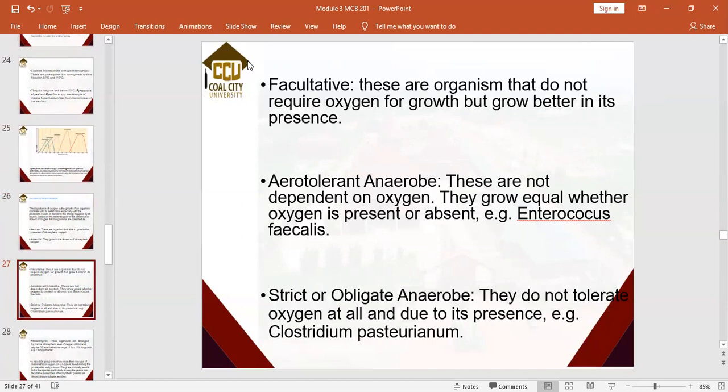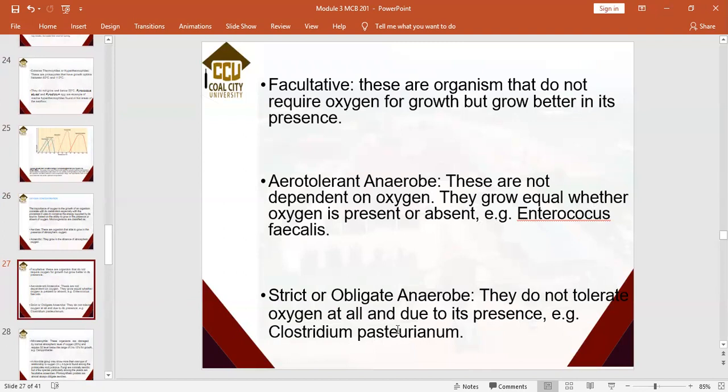They do not require it, that is why they are called facultative. So now we have the aerotolerant anaerobes. These are not dependent on oxygen. They don't depend on it, but they grow equally whether oxygen is present or absent. An example is Enterococcus faecalis. Then we have strict obligate anaerobes. They do not tolerate oxygen at all, and die due to its presence. An example is Clostridium pasteurianum.